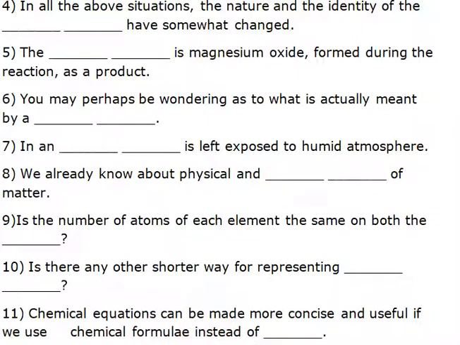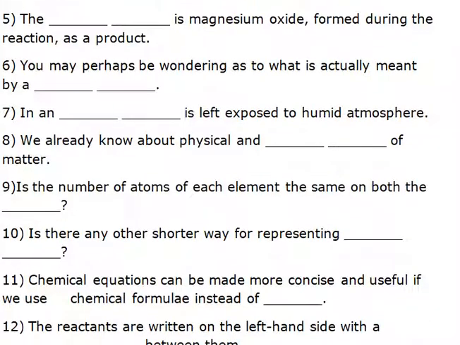Question number 5. The dash and dash is magnesium oxide formed during the reaction as a product. Question number 6. You may perhaps be wondering as to what is actually meant by a dash and dash. Question number 7. In a dash and dash is left exposed to humid atmosphere.